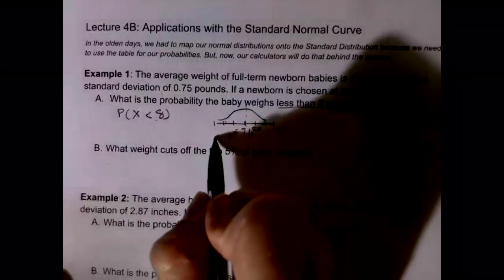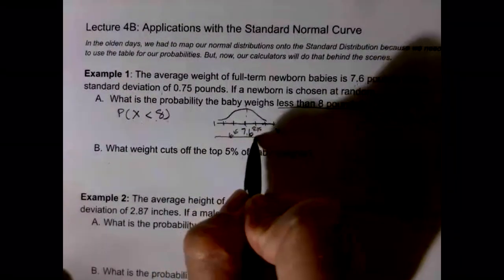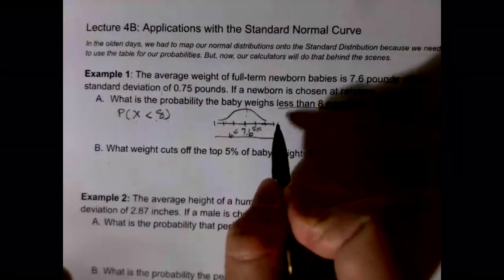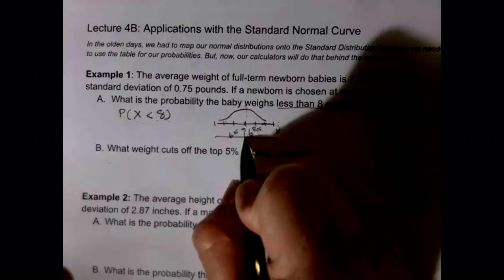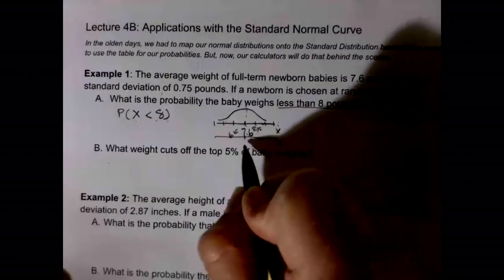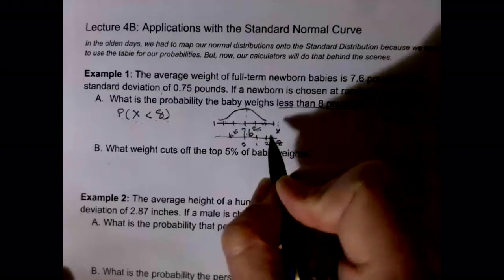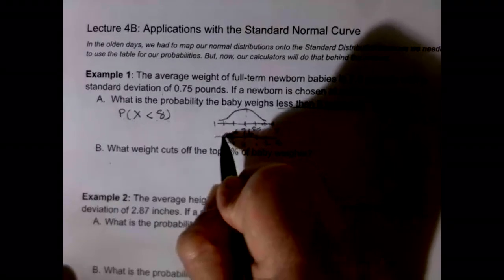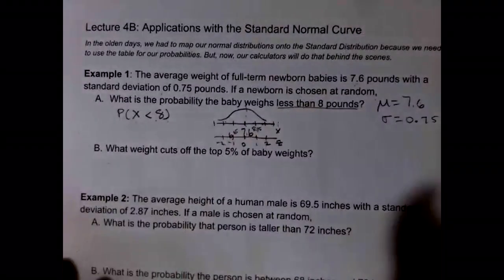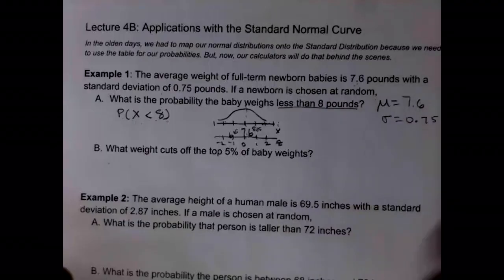You can also have a separate line with the Z's, and usually I do these in the reverse order. I'll put Z's on the top line and X's on the bottom. So my Z's, mu is 0, and then we go out 1 standard deviation, 2 standard deviations, etc. Okay, so I've got my curve drawn, labeled.